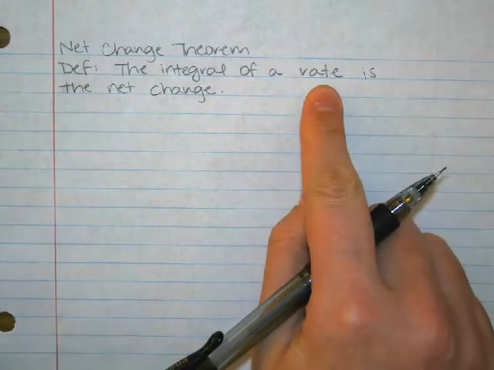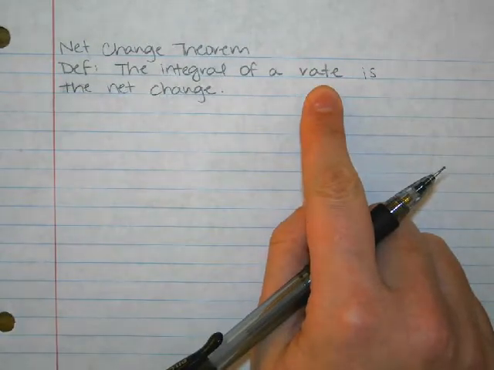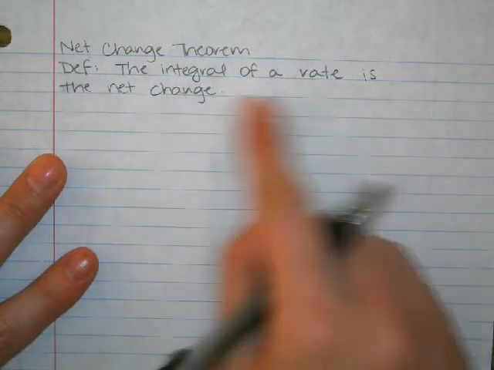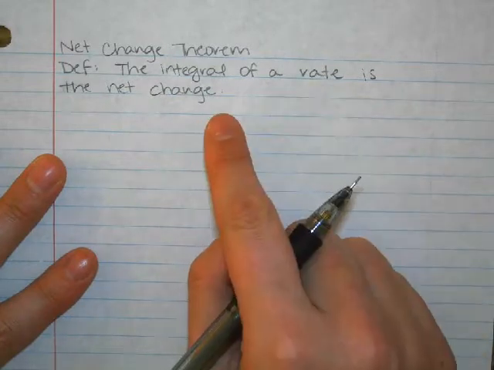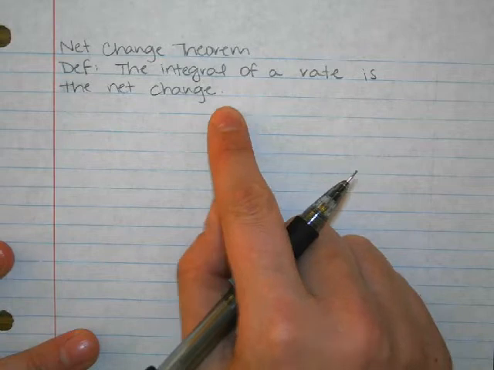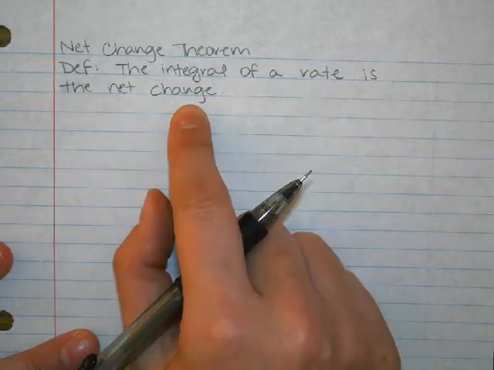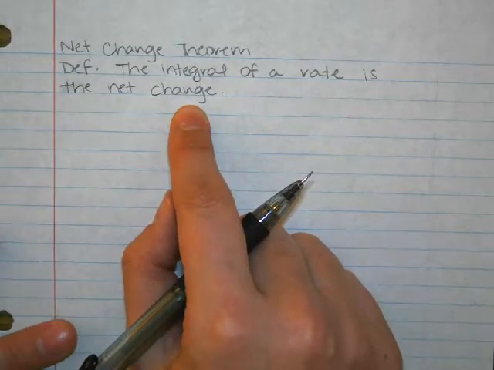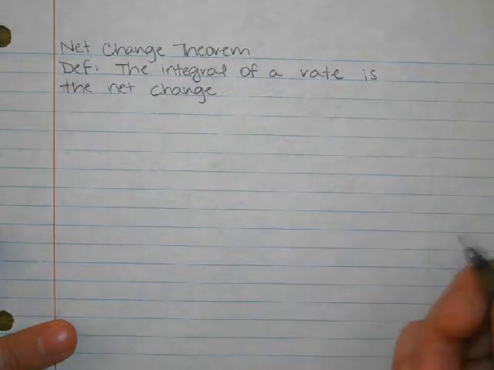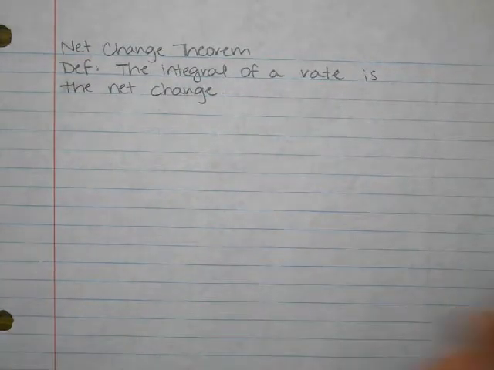So if you remember how we would get the rate in the first place, that was the derivative. Derivative is an instantaneous rate of change. So if you integrate that, you're going backwards. You're finding the antiderivative, or you're finding the original function. So the original function is what's going to give you the net change.